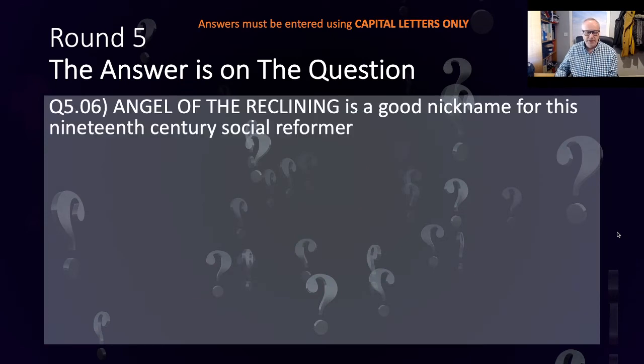Okay, let's move on to the next 6 questions then. The angel of the reclining is a good nickname for this 19th century social reformer. Don't forget to put your answer in using capital letters.